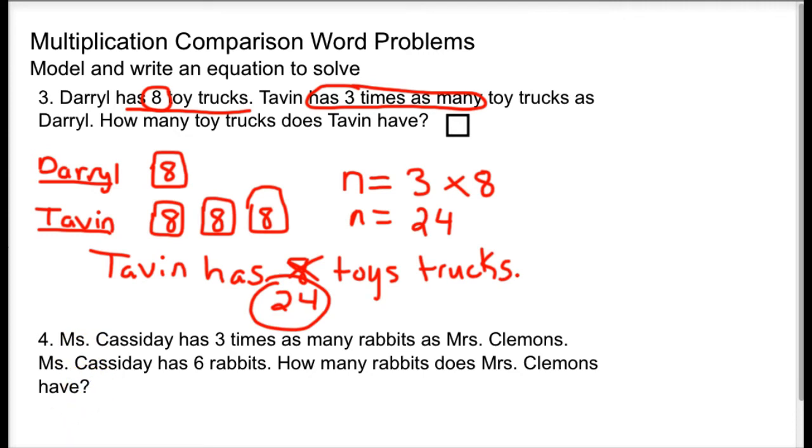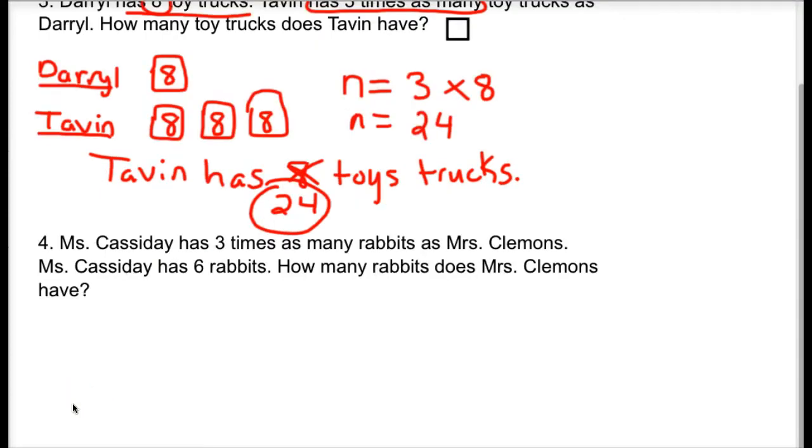Let's try another one. Miss Cassidy has 3 times as many rabbits as Mrs. Clemens. Miss Cassidy has 6 rabbits. How many rabbits does Mrs. Clemens have? This problem is a little bit different than the one that we just did above. This is a different comparison problem. We are going to represent the 2 people that are in the problem. We have Miss Cassidy, so she's going to have a part of the model, and then we have Mrs. Clemens, who is also going to have a part of the model.